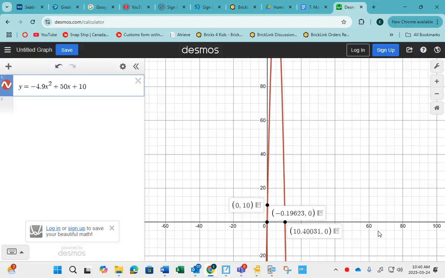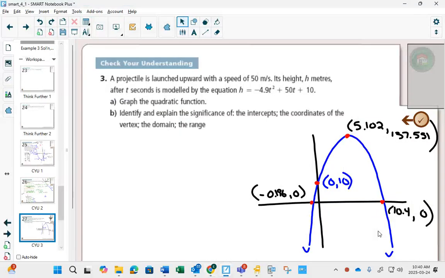Okay, so let's see if we've answered all the questions. A projectile is launched upwards. This is the graph of its height. Okay, what do we know about each of these things? The y-intercept tells you the initial height. It was initially launched at a height of 10. The vertex, that's when it reached its maximum height. 5.1 seconds after it was launched, it hit a maximum height of 137.5.